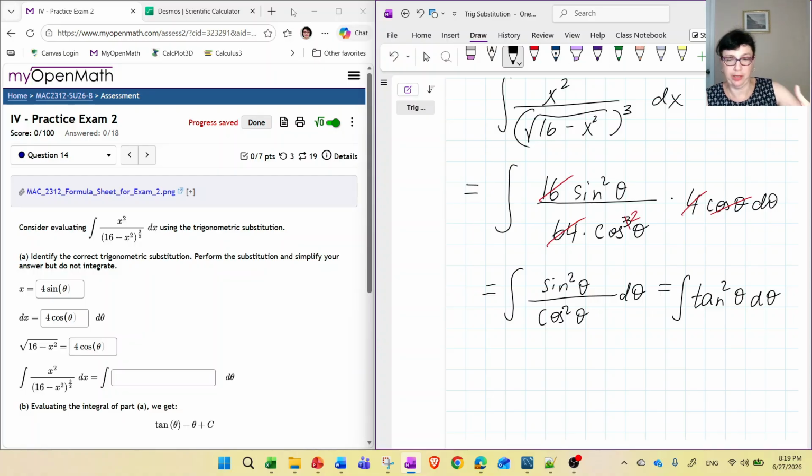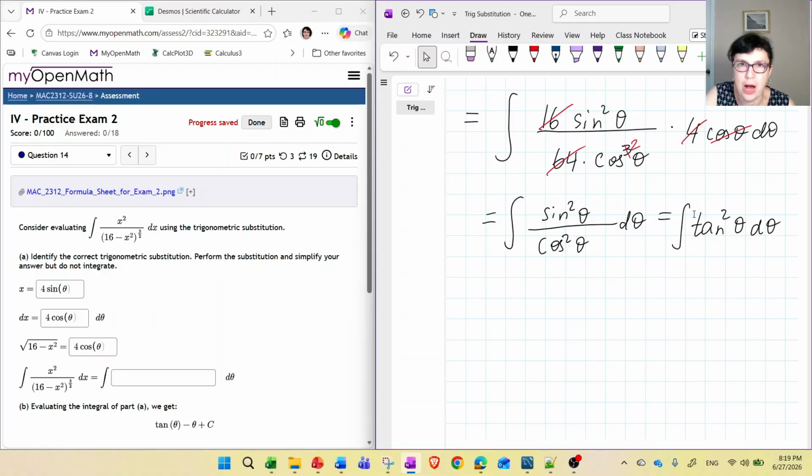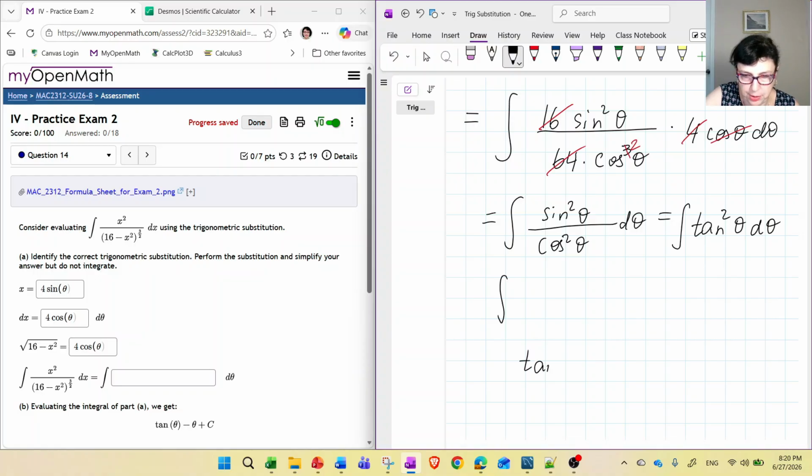Now I translated it, right? Okay, so now I can integrate it. So you're gonna now actually integrate tangent squared. And how do we do that? Well, again, we need trigonometric identities. They're everywhere here. Tangent squared plus 1 equals secant squared, right? So instead of tangent squared, I'm going to put secant squared minus 1.